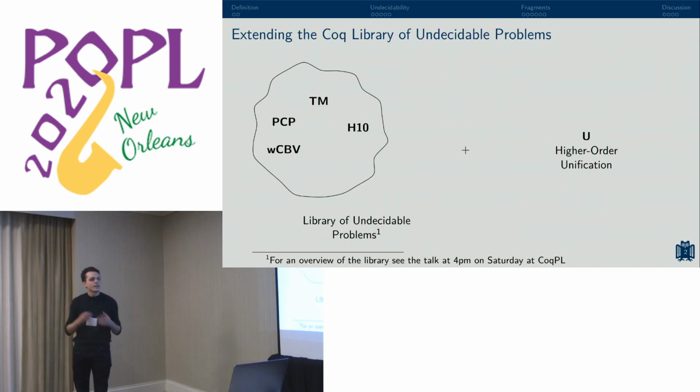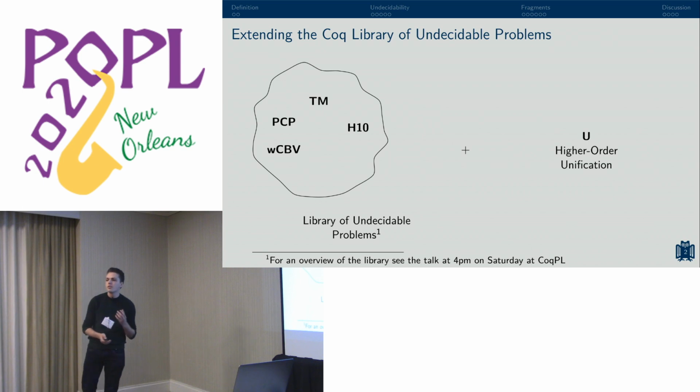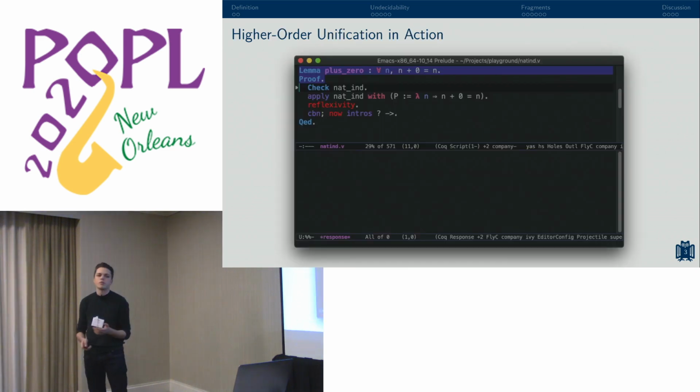So this work is part of a larger effort to formalize undecidability results in Coq. There's already a large library of undecidable problems, for example, halting on Turing machines or Hilbert's 10th problem. And now I'm going to show you how we extend this library with higher order unification. So what is higher order unification?